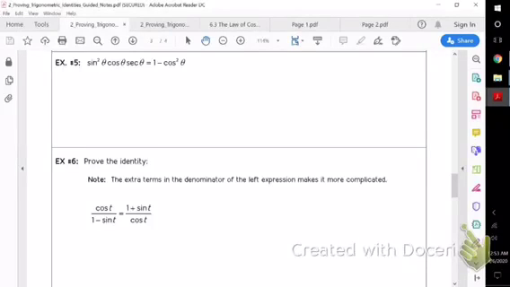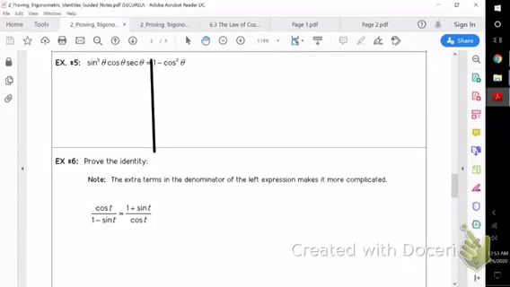Example 5. So we're going to prove that sine squared of theta times cosine of theta times secant of theta is equal to 1 minus cosine squared of theta. So, do you want to work the left or the right? I'll be honest, I can only see one thing going on the right. I know that's a Pythagorean identity on the right-hand side. That's just going to make it smaller and not bigger. So I'm going to go ahead and work the left.